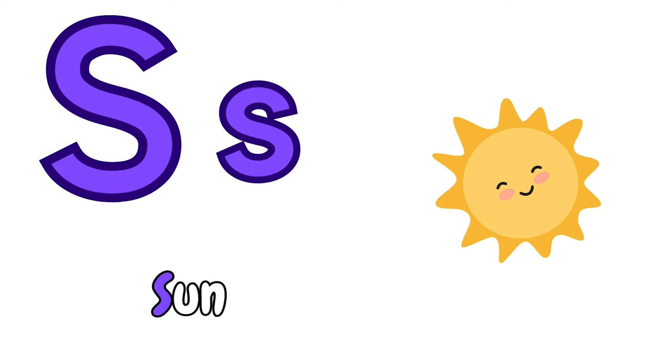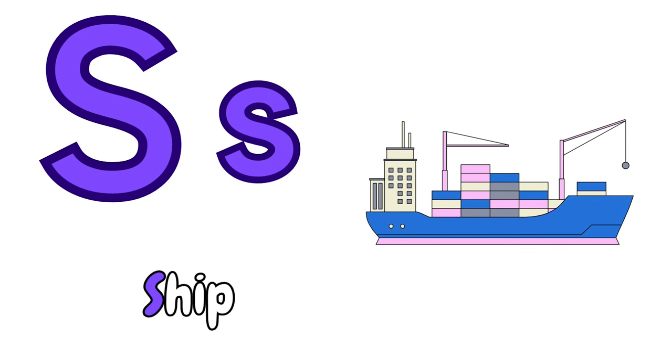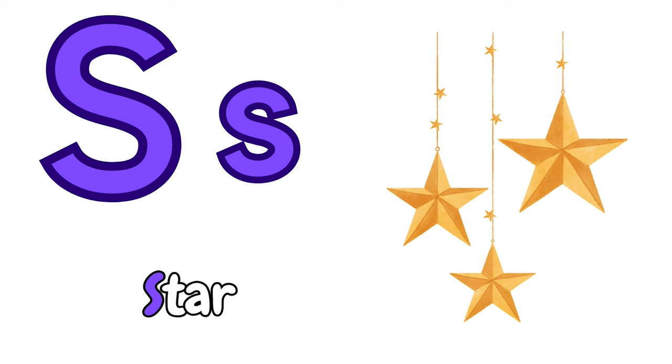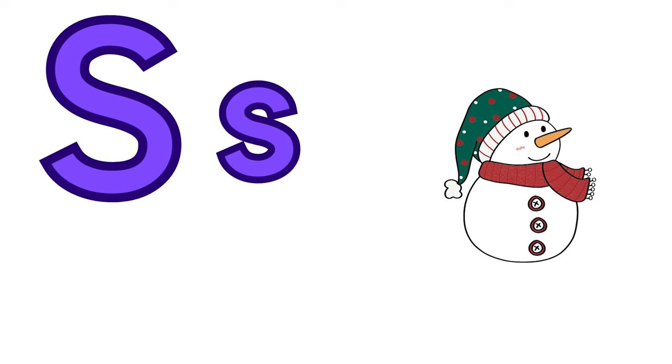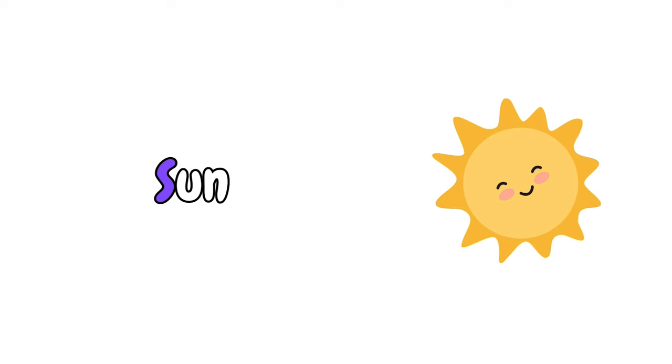Now, let's see which all start with alphabet S. S for sun. S for ship. S for star. S for snowman. Can we say once again, kids, S for?